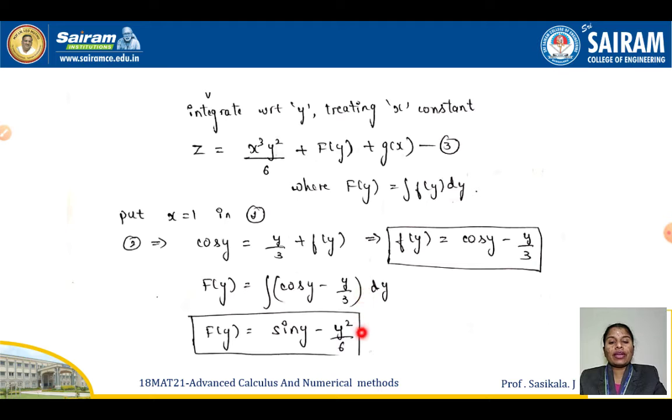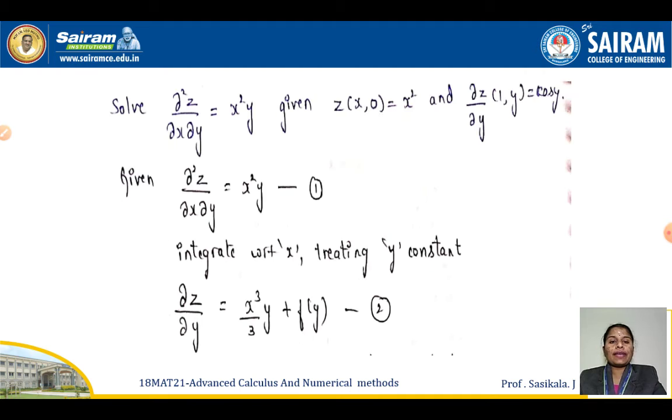Y squared by 2 into 3 already is there. It will become y squared by 6. So we found here capital F of y. Now you must know what is here g of x. For that I am going to use this condition.